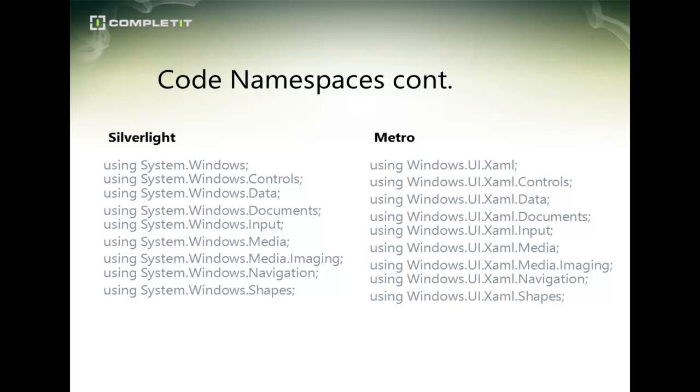Now you look at these same exact things in Metro, and you will notice that it just starts with Windows.UI.Xaml, or Windows.UI.Xaml.Controls, Data, Documents, Input, Media. So when I'm converting an application from Silverlight to Metro, I've found that I can pretty much do a find and replace on System.Windows and replace it with Windows.UI.Xaml, and it cleans up a whole lot of my using statements. So that is one thing to keep in mind there.